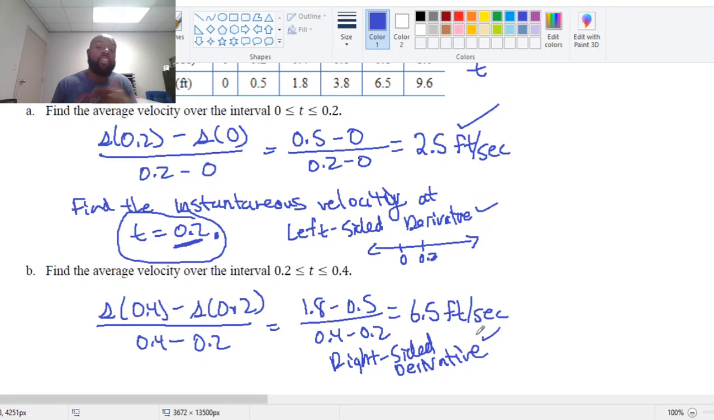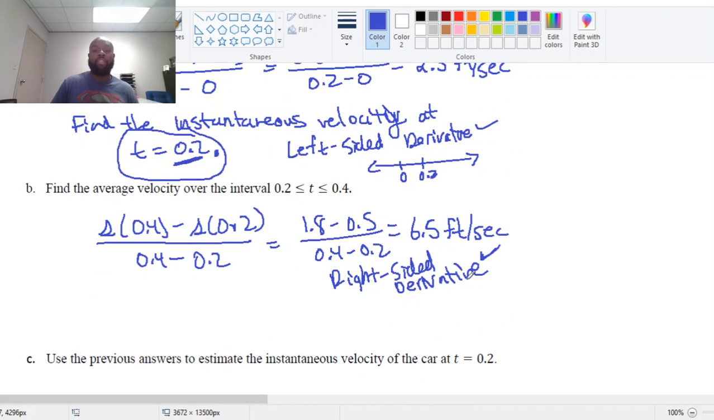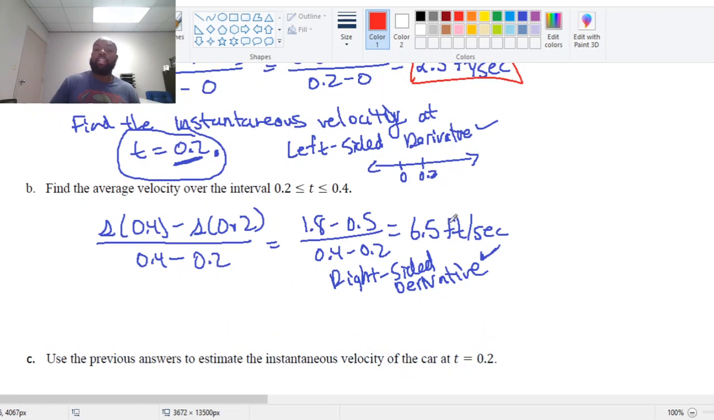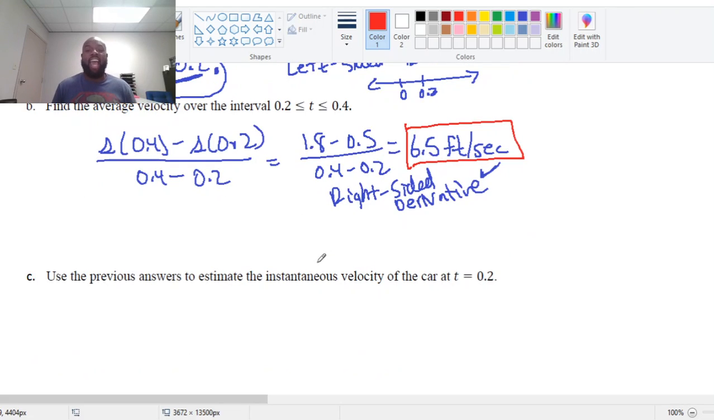So I can use a left-sided derivative or a right-sided derivative. But what we generally like to do when we're given a table of values is to use both the left-sided derivative and the right-sided derivative to give a better estimate, right? When we did the left-sided derivative, we got 2.5 feet per second. And when we did the right-sided derivative, we got 6.5 feet per second. And so a better estimate of the instantaneous rate of change is to take the average of these average rates of change from the left and right-sided derivatives.